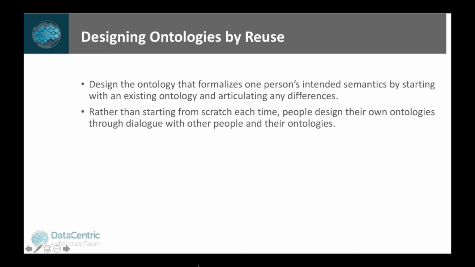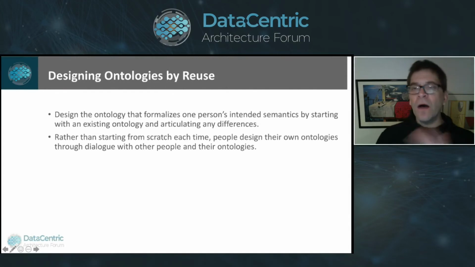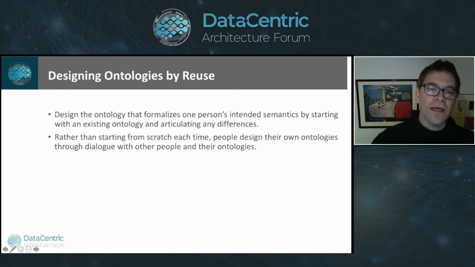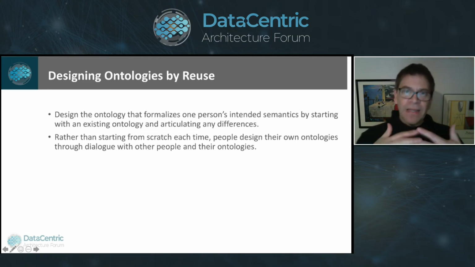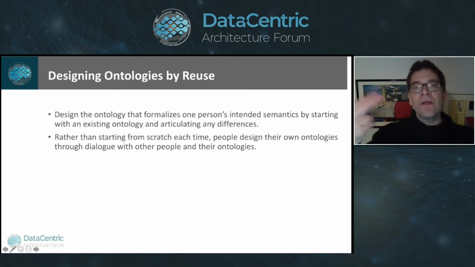So rather than starting from scratch every time, we're having people design their own ontologies through dialogue with other people and their ontologies. So if I say, well, I think an event is something that's instantaneous, right? What do you think? Oh, an event is something that has some kind of duration. Oh, when I use the following concept for something that has duration, I call that a process, right? And so now we can say, oh, I see, what you mean by event is what I mean by a process.